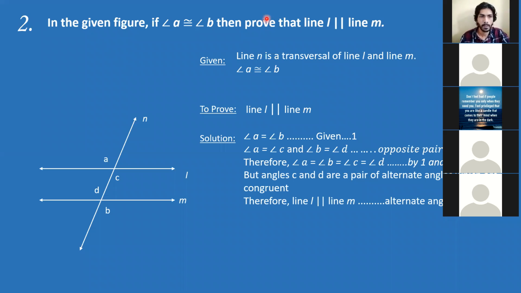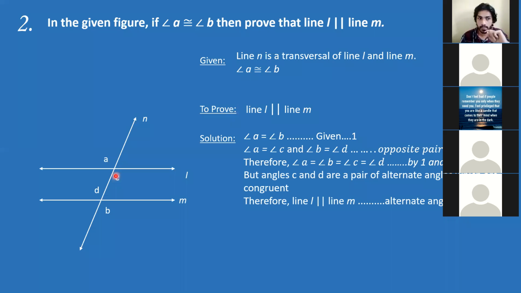In given, obviously, I wrote the given. In to prove, I wrote the two. Now we come to the solution. Now focus on the solution. We know that angle A is equal to angle B over here. Why? Because it is given. But remember the first property: opposite pair of angles are always equal.